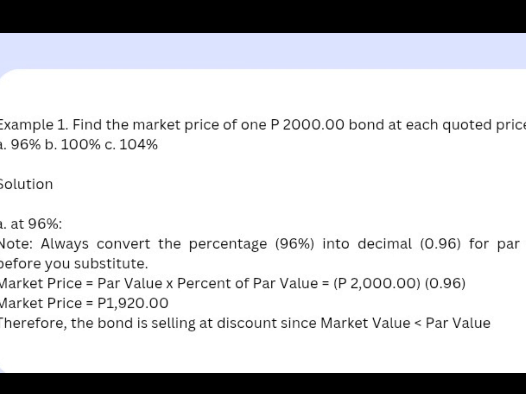And let's substitute. Our par value is 2,000 and our percent of par value is 0.96. We just multiply, and the answer is 1,920 pesos. Therefore, the bond is selling at a discount since our market value is less than our par value.